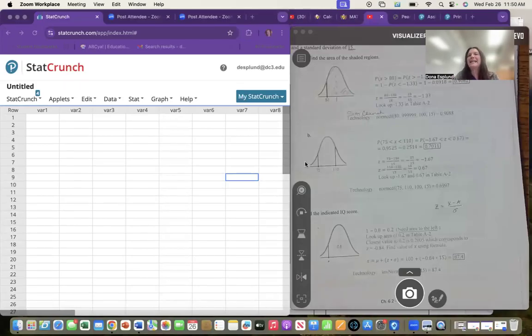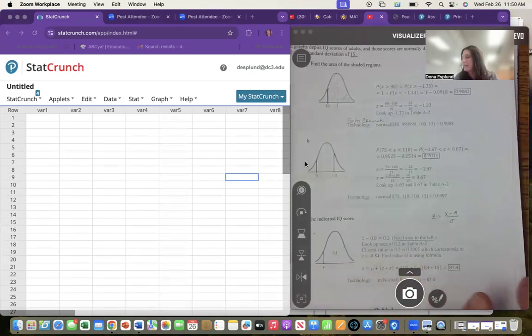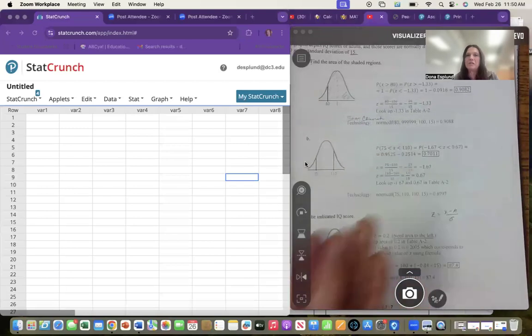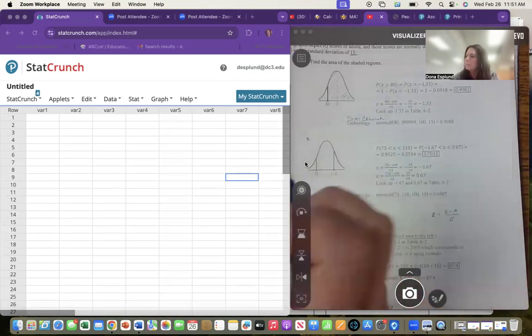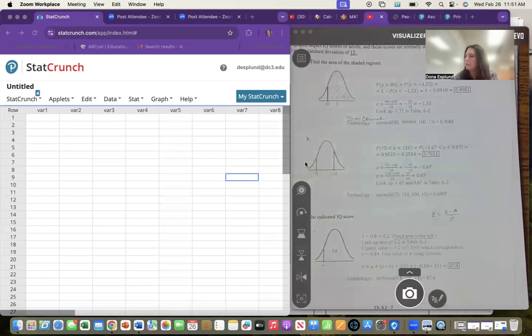All right, so today, guys, we're gonna go over the problems in 6.2. And again, I'm gonna focus on using StatCrunch. And if you want to look at how to do those with the tables, flip over to Stephanie Gruber's slide. She does both. And again, I'm gonna go ahead and focus on doing the problems in 6.2.